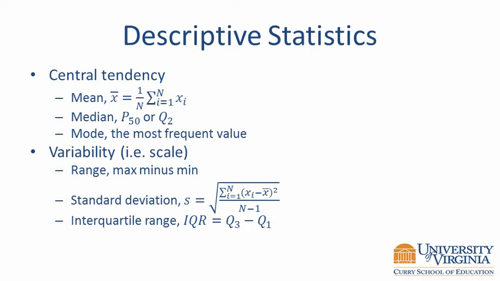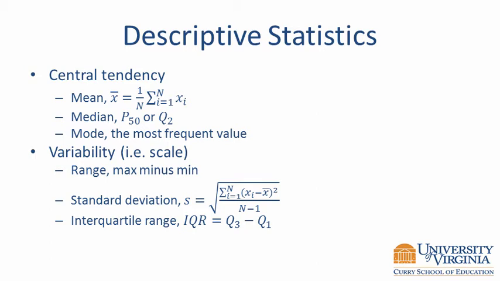The mean is the arithmetic mean, and the equation for it is shown here on the slide. The median is the 50th percentile, which is denoted as P50, and that is also known as the second quartile, denoted as Q2. It's the point where 50% of the observations fall below that value. The mode is the most frequent value, and there can be one or more modes in the data.